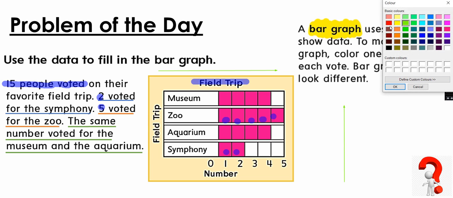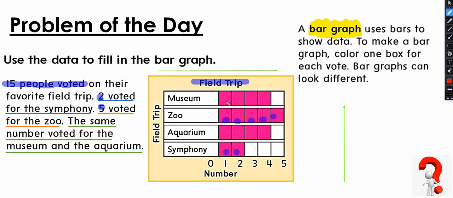We are left with 8 votes, which says the same number voted for the museum and aquarium. So museum and aquarium had the same amount of votes, which means 8 divided by 2, or you have to share the 8 into 2 groups. So each one will have 4 votes. 1, 2, 3, 4. So this is how you figure out problems like this.